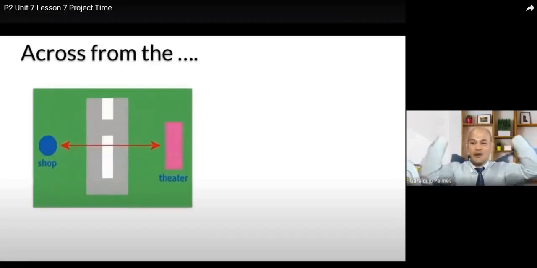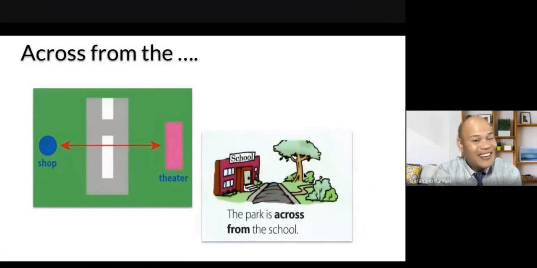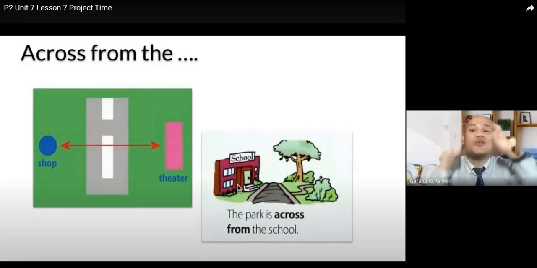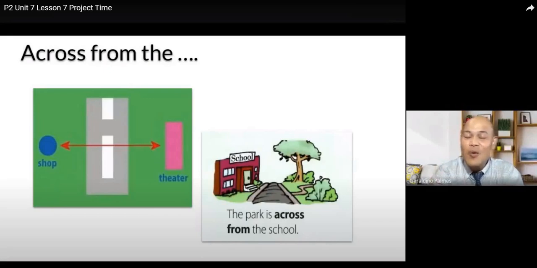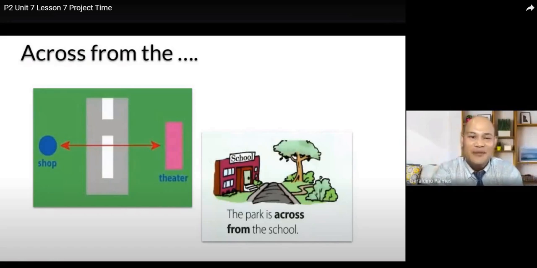Across from or opposite. But in this lesson, we use the word across from. Where's the shop? The shop is across from the theater. Okay? And where is the theater? The theater is across from the shop. Very good. Where is the park? The park is across from the school. The same thing. Where's the school? The school is across from the park. คำต่อมา across from มีความหมายเท่ากับ opposite คืออยู่ตรงข้าม มีถนน มีแม่น้ำ มีบล็อกมากั้น เราเรียกว่า across from Very good.